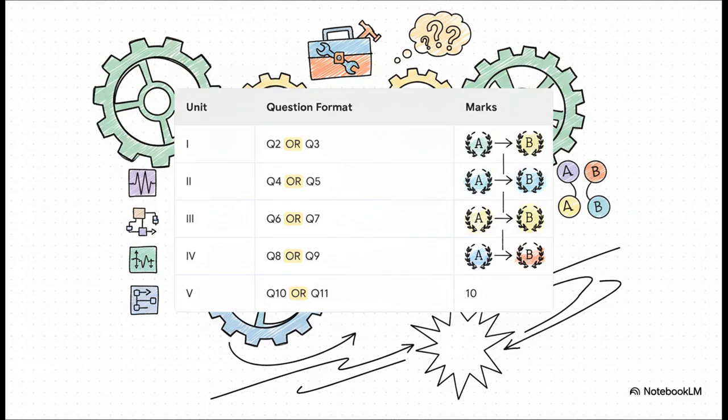And the structure of Part B is really designed to test how well you can apply the whole toolkit. For each of the 5 modules we just talked about, you get a choice between 2 big 10-mark questions. This means you can't just be good at one thing. You have to show you're proficient across the entire subject.